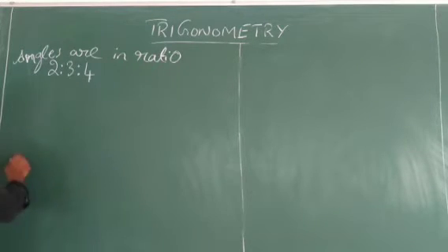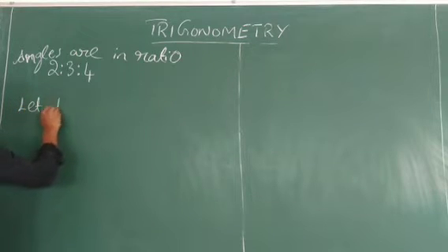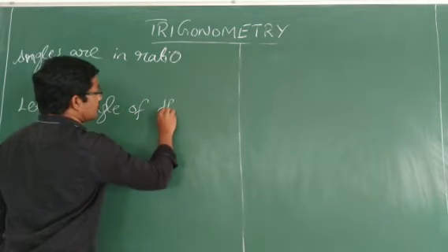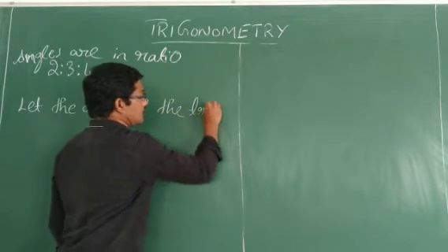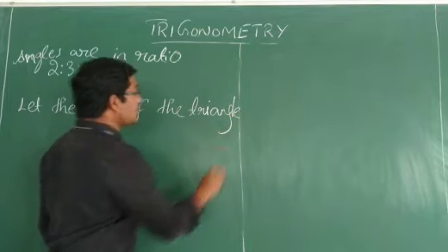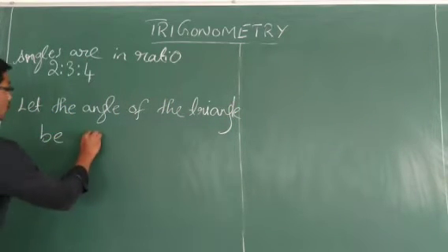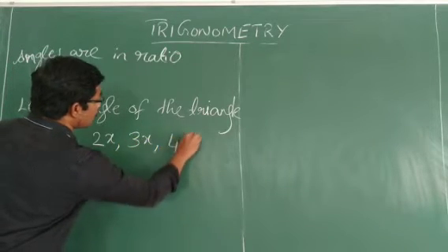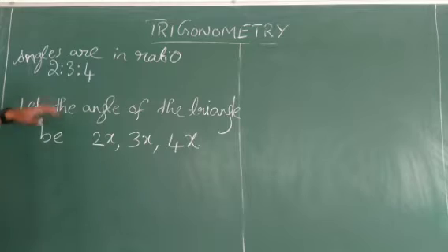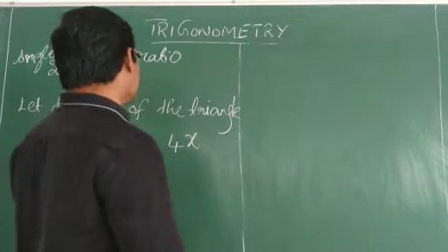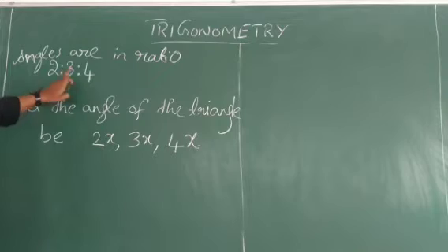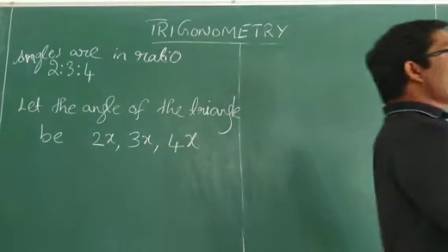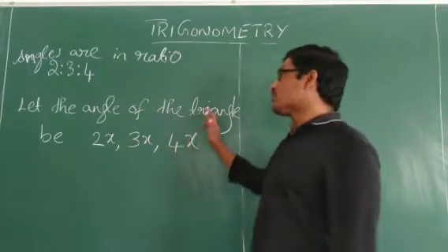So we will take the angles of the triangle to be 2x, 3x, 4x. We have seen even at school level, when the angles are given in ratios, we need to take them as 2x, 3x and 4x. So now we know these are the three angles of a triangle.